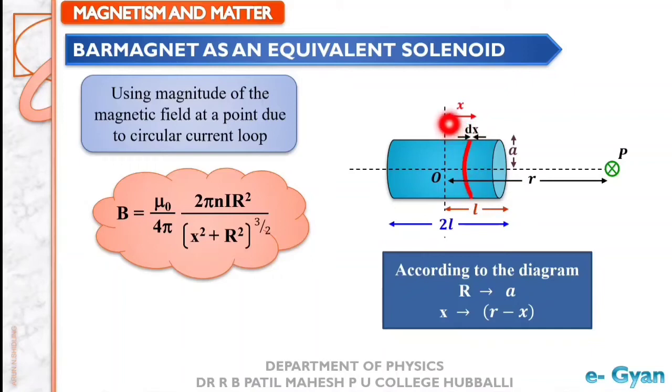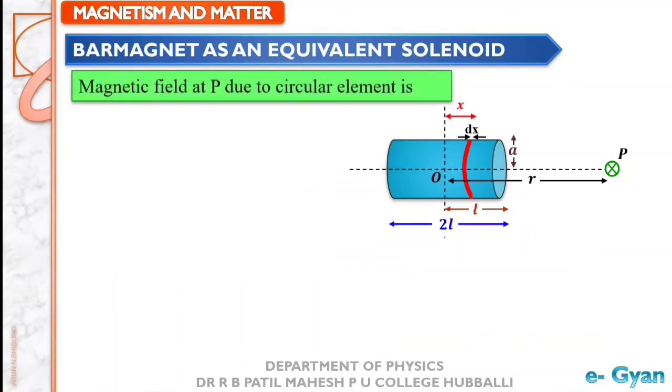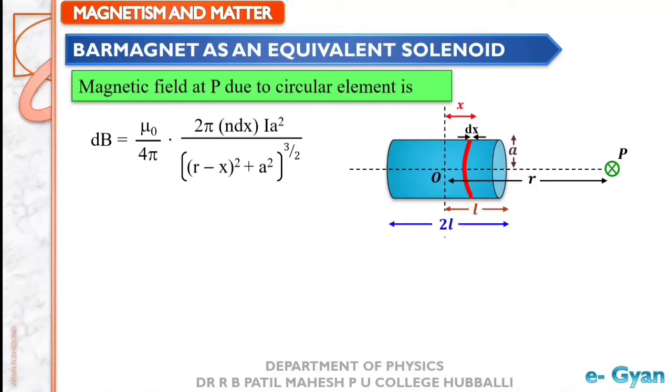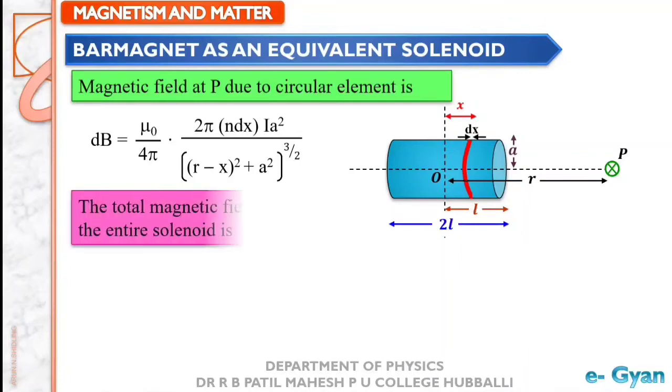So x will take the positive values on the right hand side and will take negative values on the left hand side. Moving ahead, let us substitute these respective values in the formula to get the solution. So we get dB is equal to mu naught divided by 4 pi into 2 pi n dx I a square divided by (r minus x) square plus a square whole to the power 3 by 2.